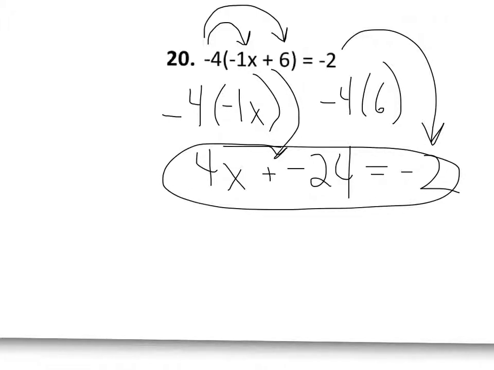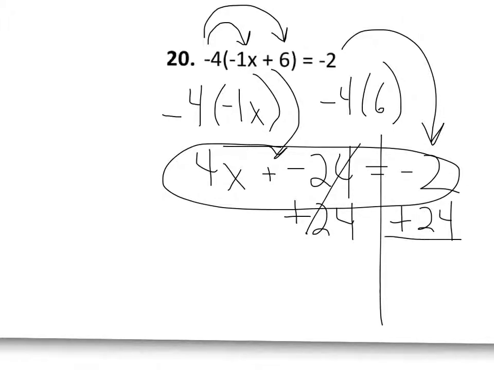Since we distributed first, let's use our strategy, draw our line. Now we're going to isolate the variable. Once we do that, we have a negative 24x. We want to move it to the other side to isolate the variable. So let's add 24 to both sides. Once we do that, this makes a 0. This over here becomes positive 22. Bring down our 4x. 4x equals 22.